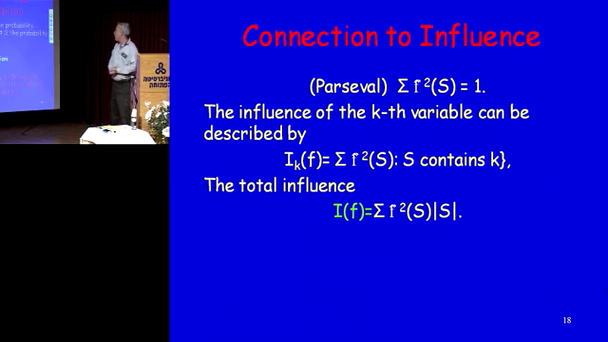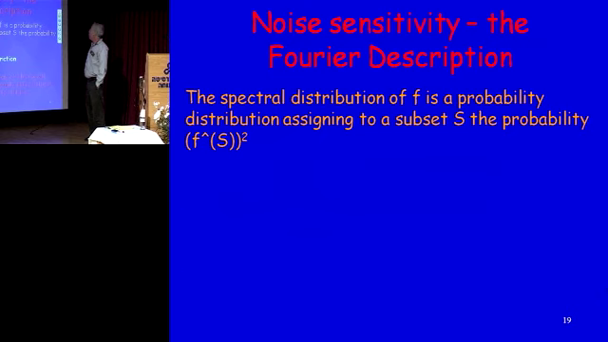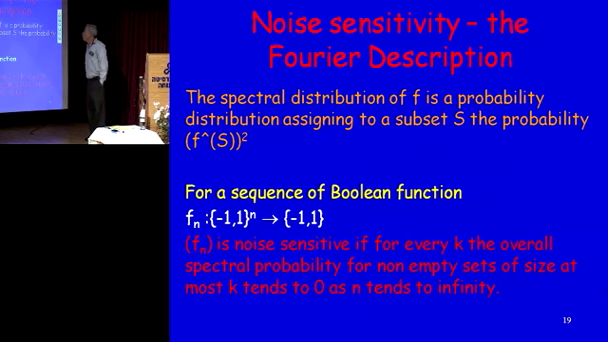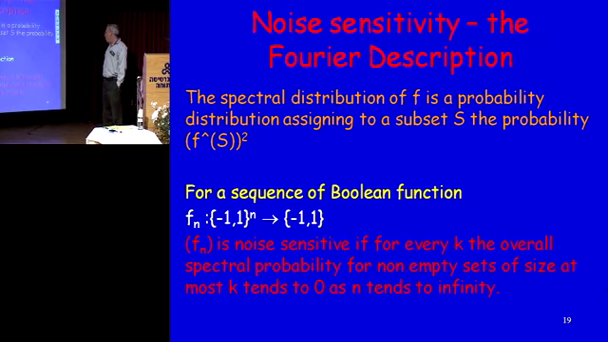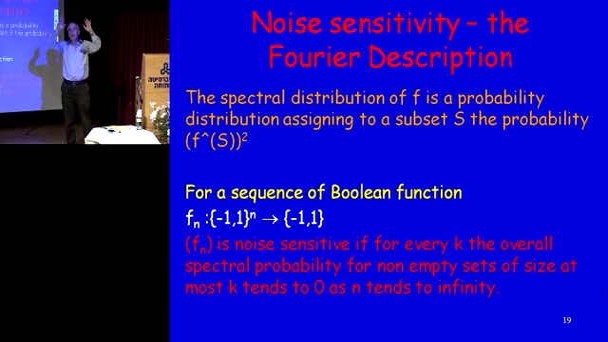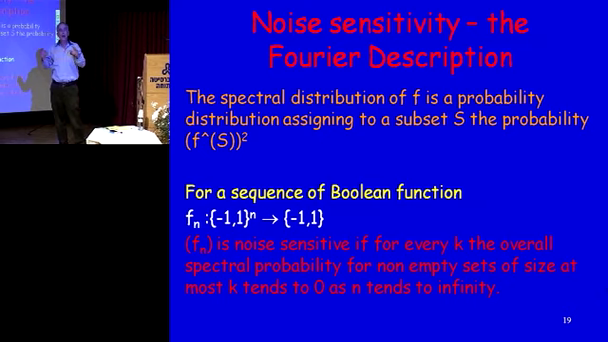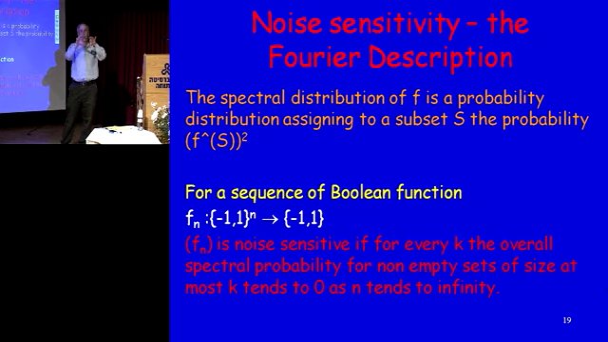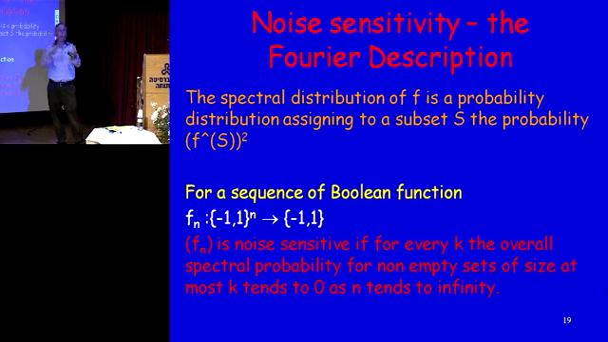This was our second description. The spectral distribution, as I already said, is the probability distribution which corresponds to the squares of the Fourier coefficients. Now a sequence of functions is noise sensitive if for every k the overall spectral probability for non-empty sets of size at most k tends to 0 as n tends to infinity. So you look at the Fourier coefficients, and if the Fourier coefficients leak to high frequencies, then this is equivalent to noise sensitivity. If most of the Fourier coefficients belong to small frequencies, to small sets, then this is equivalent to noise stability. And you can have intermediate situations.